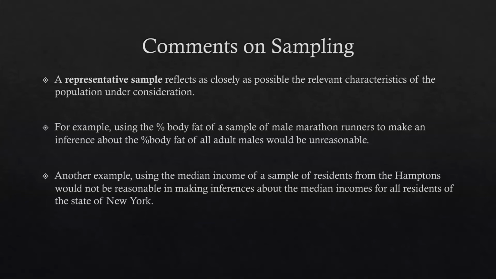Using the Hamptons, which is one of the richest places in the world to live, it's in New York, to make an inference about the income of the rest of the state of New York. Now, that's not representative either because think about it. You've got middle class people that live in Brooklyn, let's say, and you're using the income of the richest area to draw a conclusion about the middle class area. That's just not going to work.